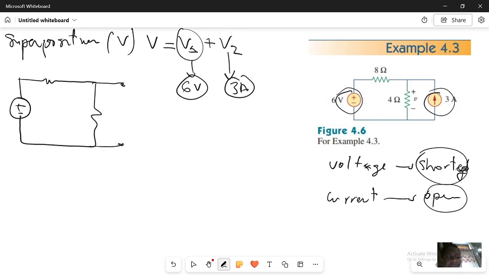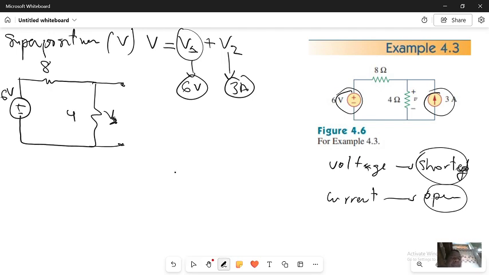This current source will be open, because it is a current source. Now in this case only the 6 volt source is going to contribute. This V is going to be V1. Why V1? Because V1 is the voltage contributed by the 6 volt source.